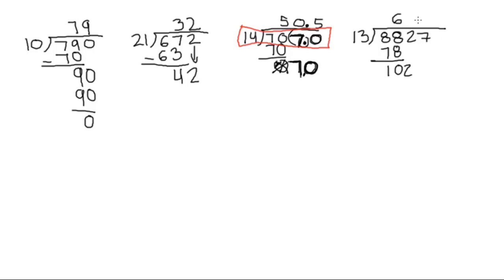If you do your math in your head, or however you choose to do it on paper, you'll find out that it goes in there 7 times. 7 times 13 is 91. And 102 minus 91 gives us 11. 13 won't go in there. So we've got to take our 7 and move it down here, and figure out how many times 13 now goes into that 117. And it goes in there a precise and lovely 9 times. So there's your answer right here, 679.